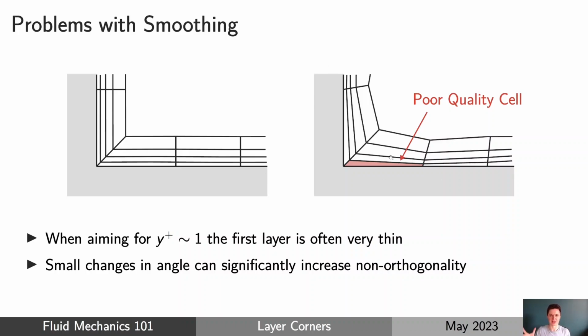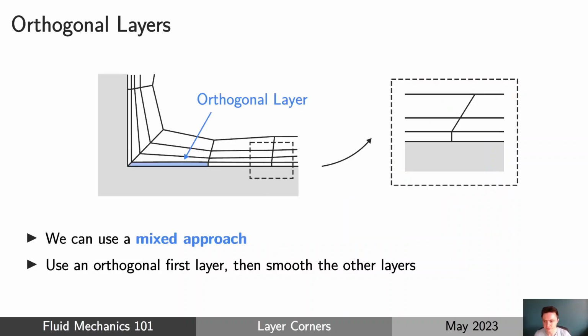So you can see that there are some competing issues here with the mesh. And what's the solution? How do the mesh generators get around this? Well, the trick is to use a mixed approach. And how does the mixed approach work?